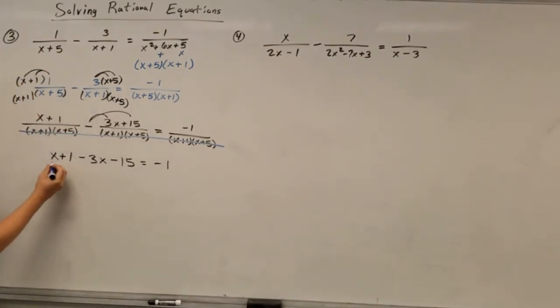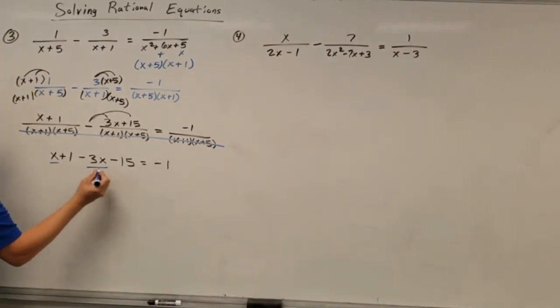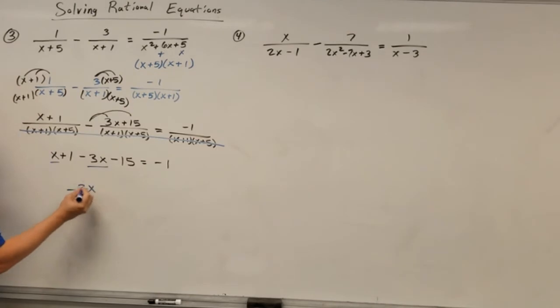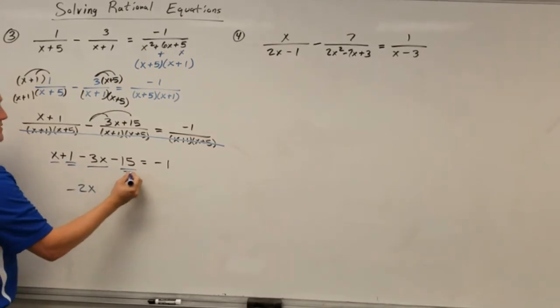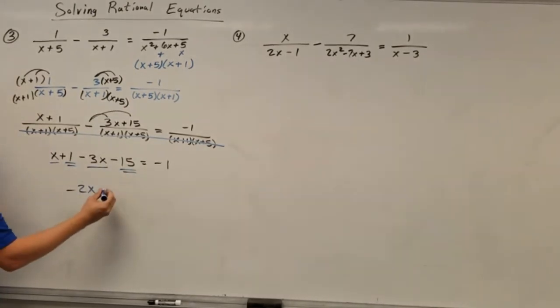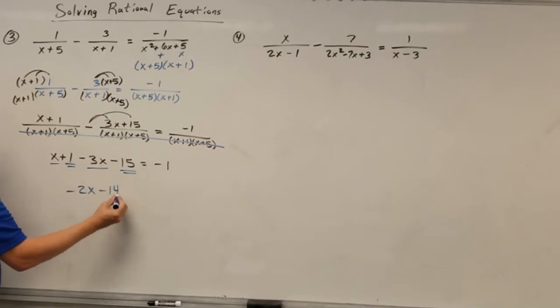We can add like terms. x minus 3x is negative 2x. 1 minus 15 is negative 14.